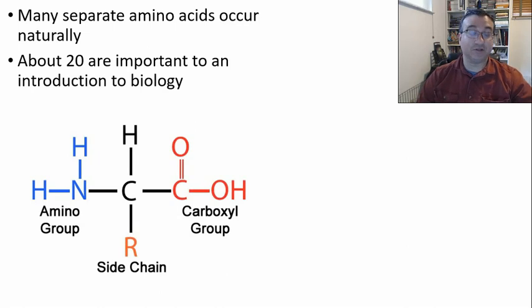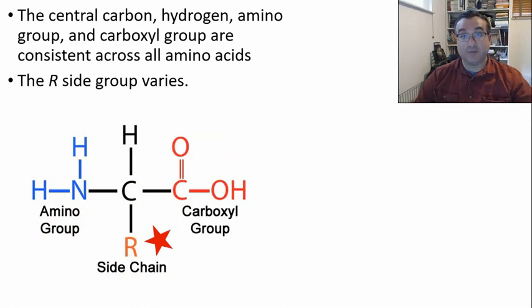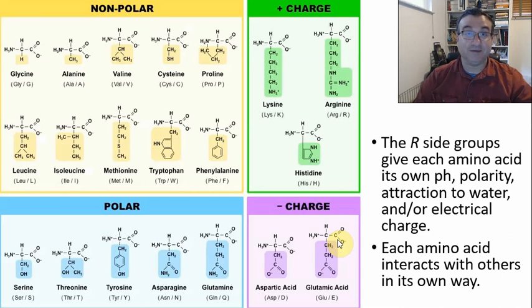Here we can see the structure of an amino acid. There is an amino group on one side, and on the other side is a carboxyl group. In between is a carbon. We call it the central carbon, and sticking off is a hydrogen, and on the other side is what's called an R group, or a side chain. The central carbon, the hydrogen, the amino group, and carboxyl group are consistent and found in all amino acids. The R group varies. There are many different R groups. This is what makes an amino acid unique and separate from the other amino acids.